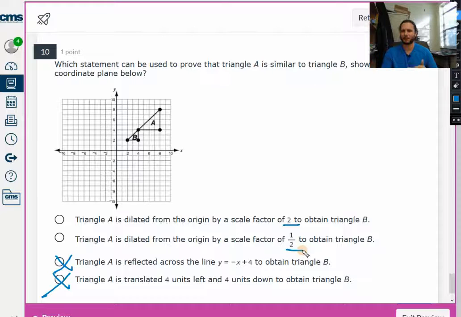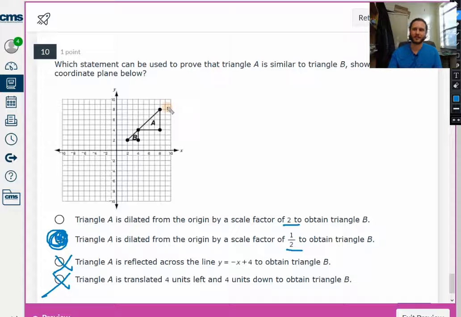One of them said that triangle A was dilated about the origin by a scale factor of 2 in order to obtain triangle B. So they're saying they took triangle A and they multiplied everything by 2, and that gave them triangle B. You can look at that and see that doesn't match up. That's kind of backwards. Triangle A shrunk. And if your shape is shrinking, if it's getting smaller, that means the scale factor had to be less than 1, which means it had to be this answer choice.